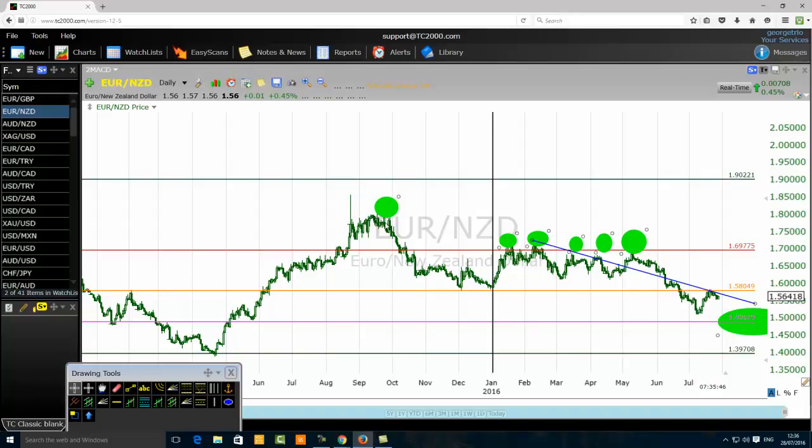Right. So I can assure you that a lot of forex traders are trading the Euro New Zealand dollar, but they don't know where it is going, where it is heading, and they don't even know the price structure that will determine the appropriate strategy that they must deploy.